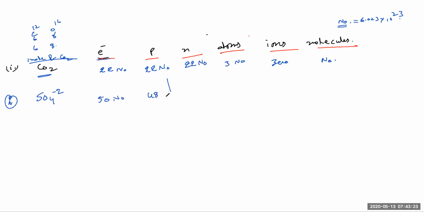Right, neutrons. Come to the neutrons. What are the neutrons? Also same, right? 48 moles of neutrons. Next, atoms. Atomicity, how many are there? 4 oxygens, 1 sulfur. That is 5 into Avogadro number. Next, ions. It is 1 mole only. That means Avogadro number of ions. But it is an ion, it is not a molecule. That means number of molecules is 0. So understood all of you students?